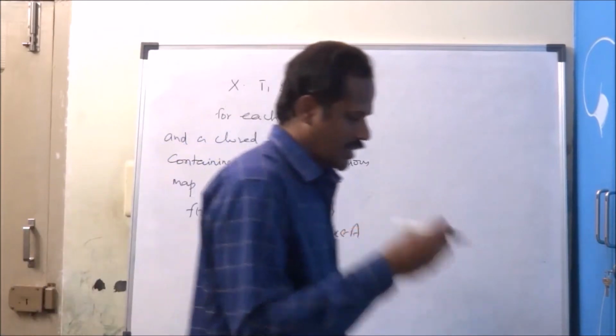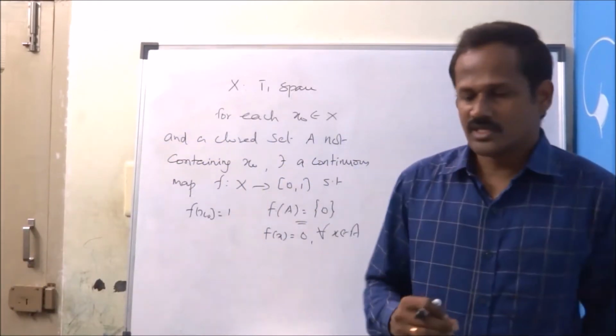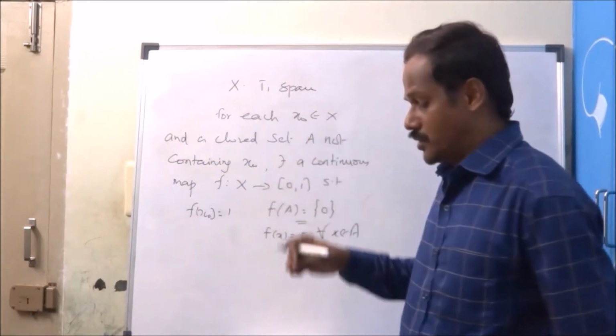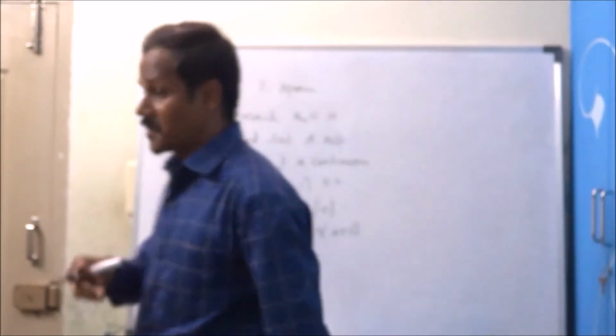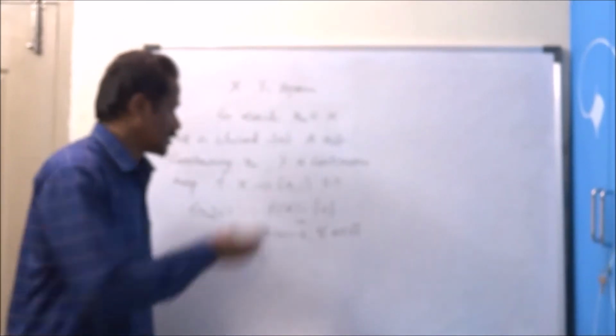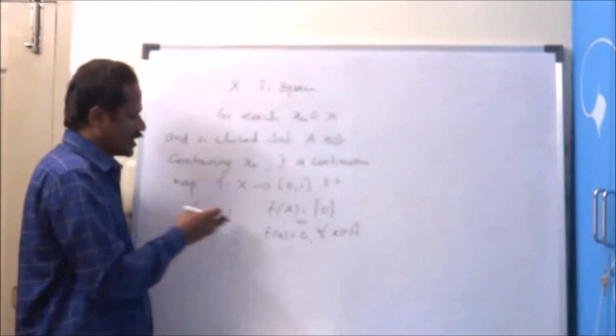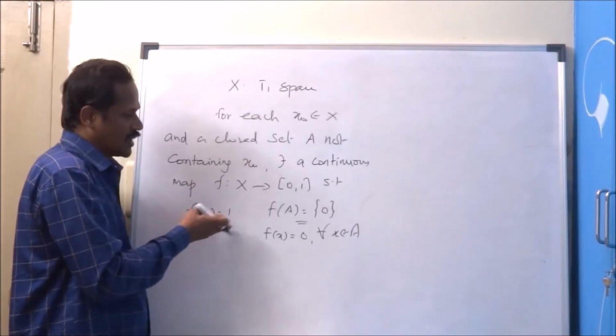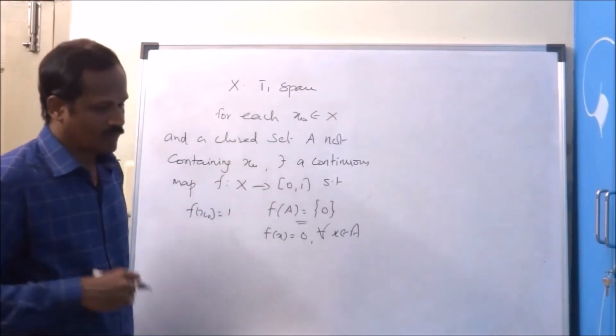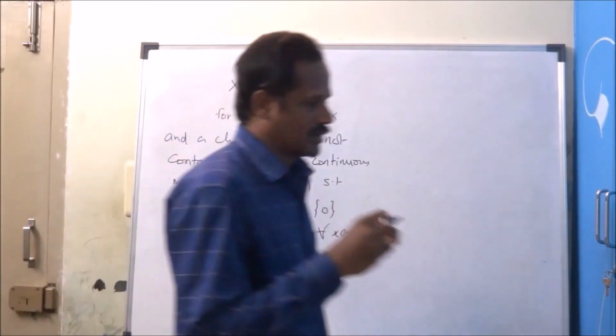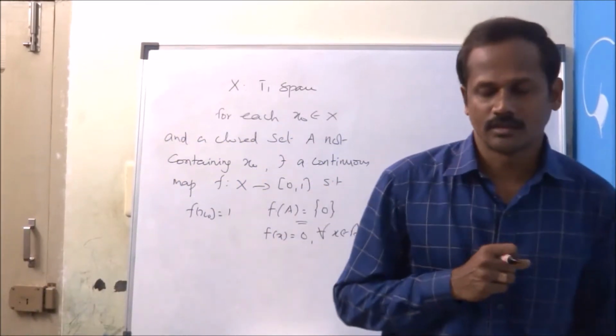That means X is a T1 space in which this condition holds, that is, to each point x0 and a closed set A not containing the point x0, there is a continuous map f from X to [0, 1] with the condition f of x0 equal to 1 and f of A equal to singleton 0, then the space is a completely regular space. Okay.